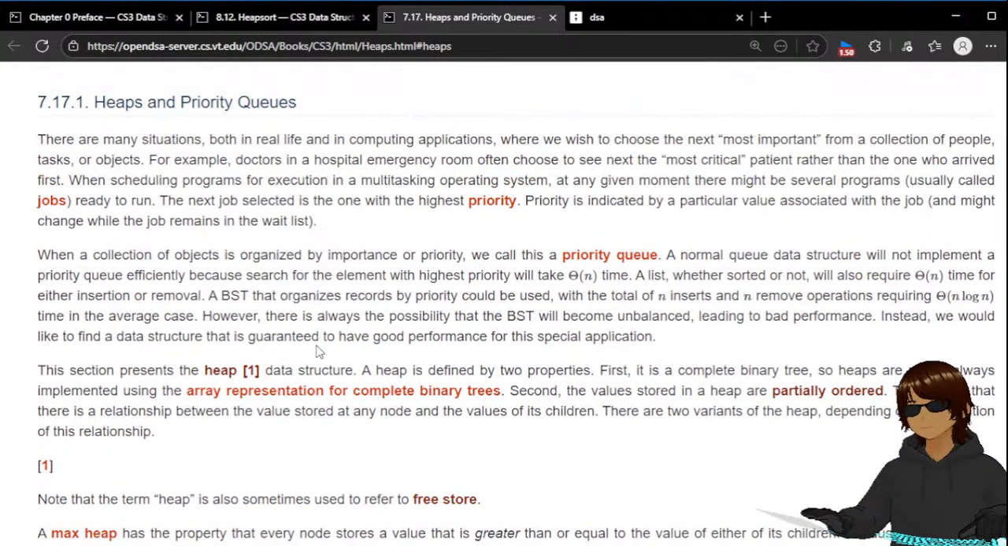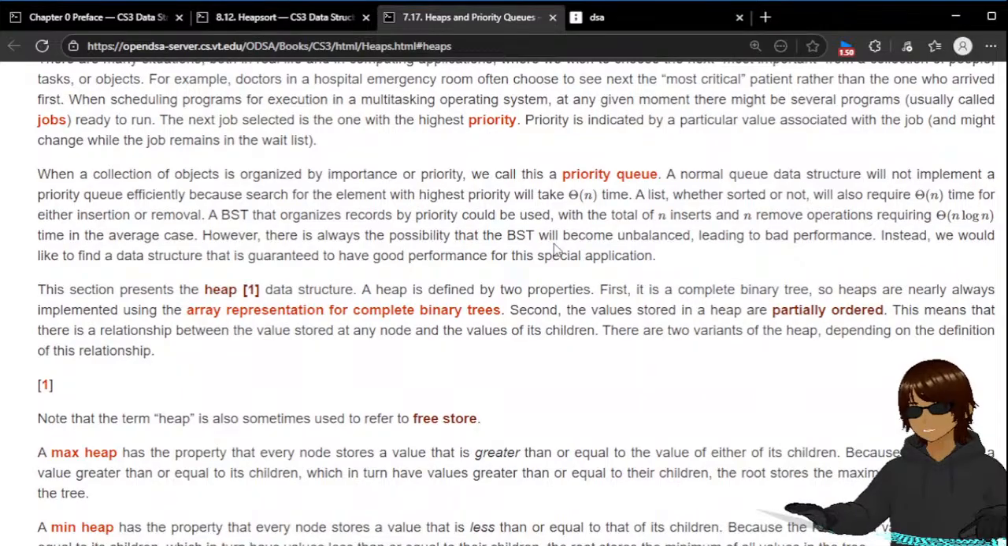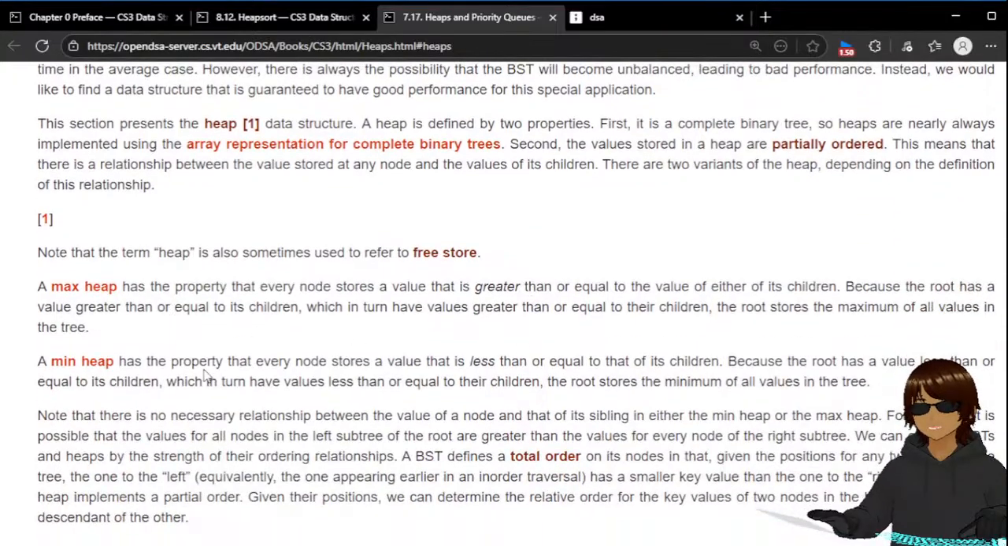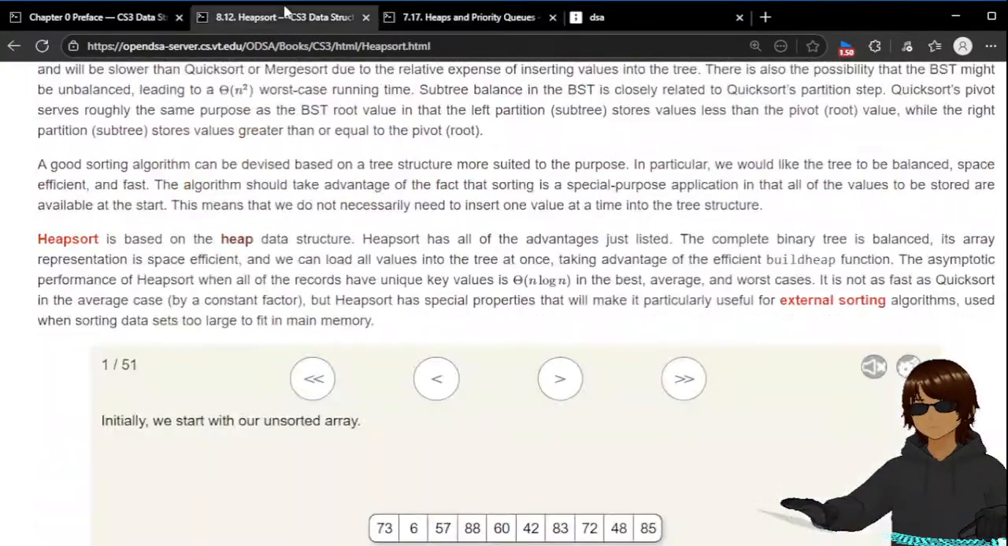A max heap. A heap is defined by two properties. First, it is a complete binary tree. So heaps are nearly always implemented using the array representation for complete binary trees. Second, the values stored in a heap are partially ordered. This means that there is a relationship between the value stored at any node and the values of its children. Oh yeah, the max heap and the min heap, I remember.